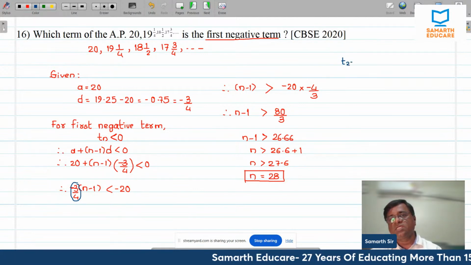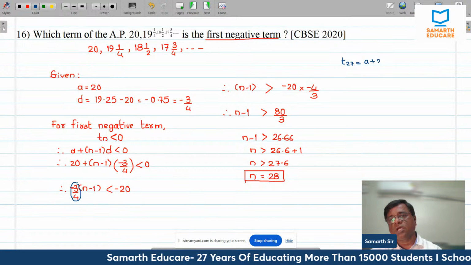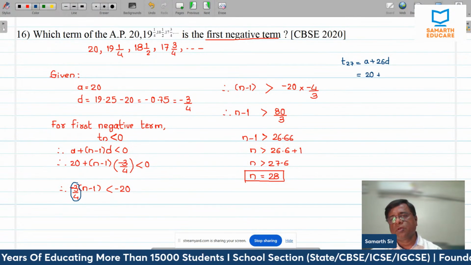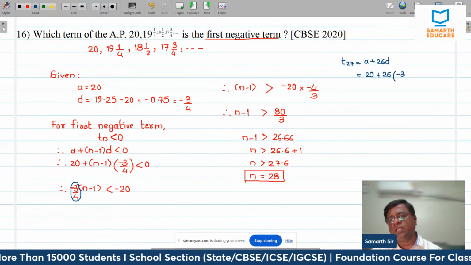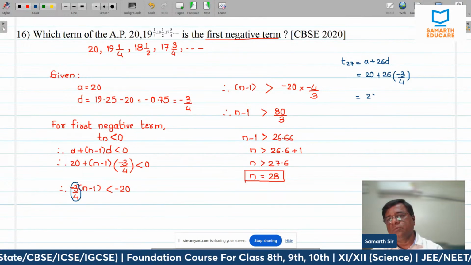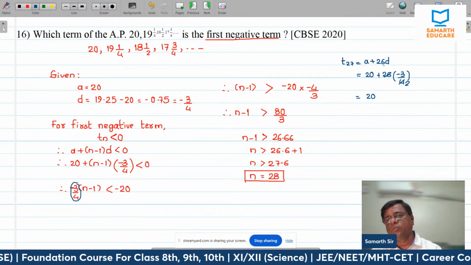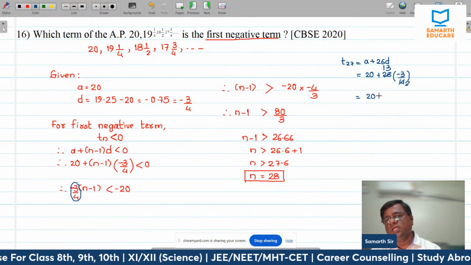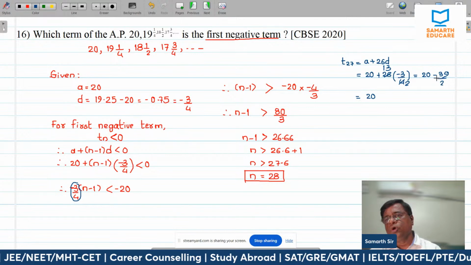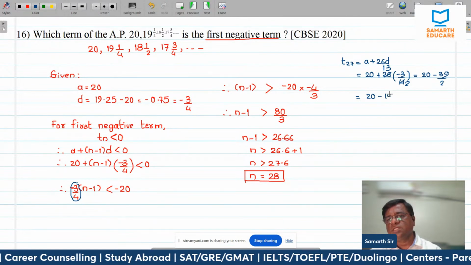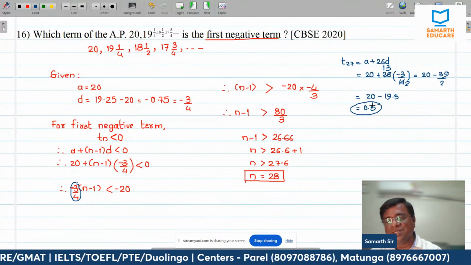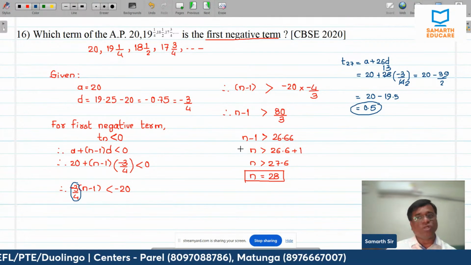if I am doing T27, what will the value of T27 be? 26 into d, right? A is 20 plus 26 into d is minus 3 by 4. All right. Now that is equal to 20, 2 2s are 4. This is 13. 13 3s are 39. 39 divided by 2. 20 minus 39 divided by 2. 2 ones are 2. 2 nines are 18. So it is 19.5. See, if I find T27, my answer is 0.5. That means it is still positive.